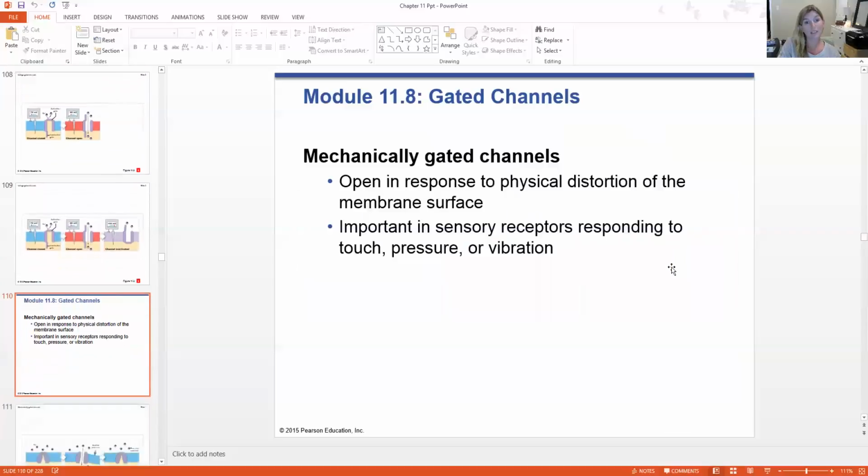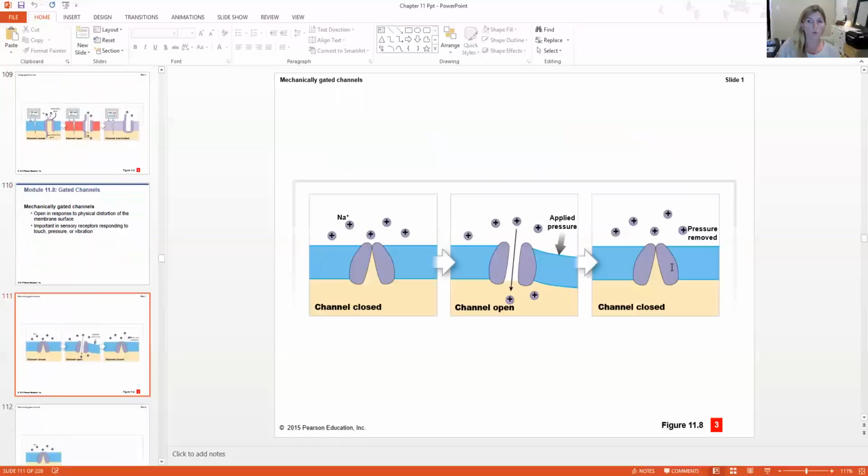So mechanically gated channels are open in response to physical distortion. This would provide sensory information like touch, pressure, vibration. So these are mostly our receptors that are on our hands and our skin, right? The channel's closed, but then as soon as there's pressure applied, there's touch, there's vibration, there's something that's going to distort the membrane, and mechanically gated channels are going to open, and as soon as that pressure is removed, the channels will close.